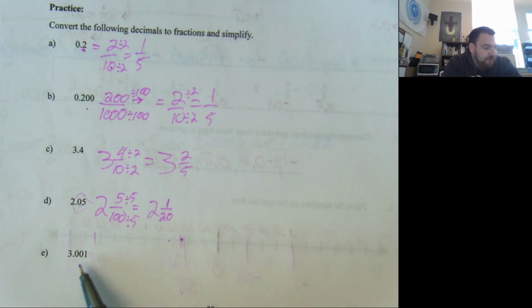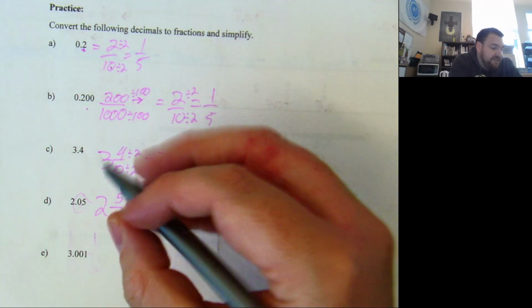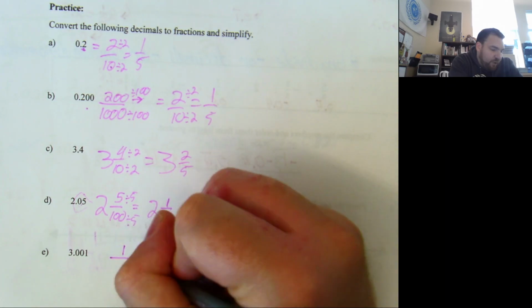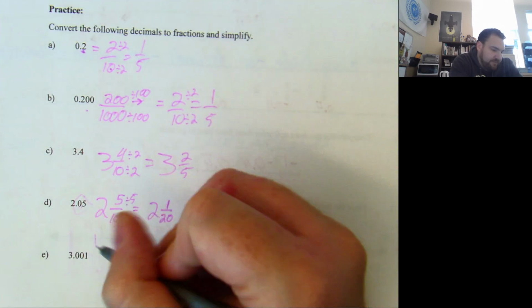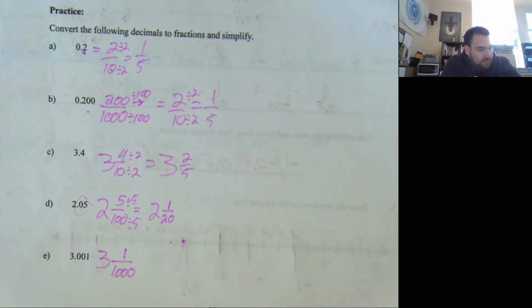And then the last one, 3.001. What is that as a fraction? That 1 is in what spot? It's in the thousandths spot. So that's going to be 1 over 1,000. And the 3 becomes the whole number. So that's 3 and 1 over 1,000, or 1/1000th.